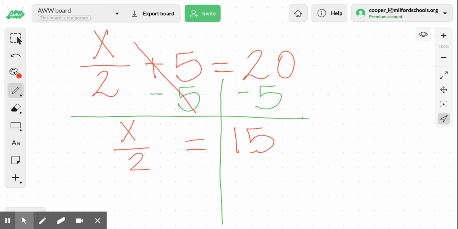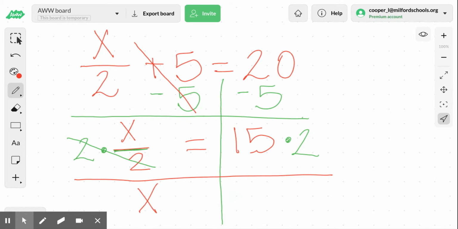Notice here our last operation is x divided by 2. That fraction bar right here means division. So I'm going to again use the inverse operation, which would be to multiply by 2 on both sides. When you use that inverse, it cancels out what you're looking for. And I now have my x, my equal sign, and 15 times 2 is 30. So my answer is 30.